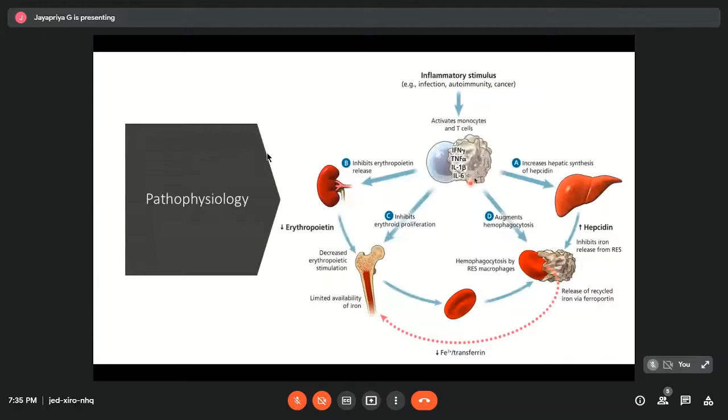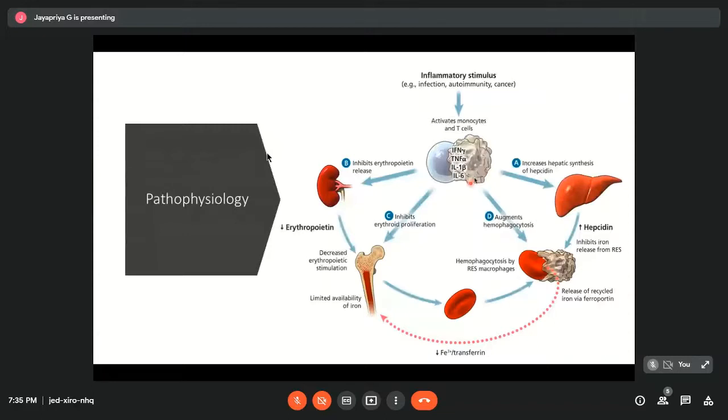So the most important mechanism is the production of hepcidin from the liver. So we'll learn what hepcidin is. Secondly, the inflammation acts directly on the kidney, reducing erythropoietin production. In this, cytokines will directly act on the kidney and reduce the secretion of erythropoietin in the kidney.